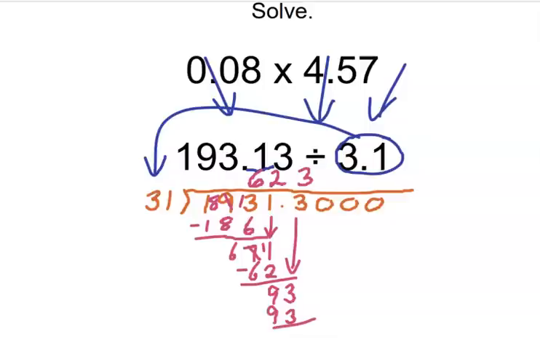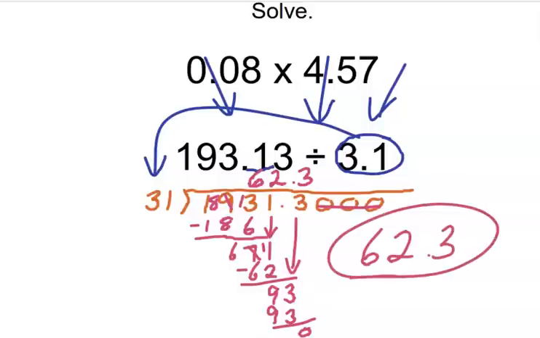All right, and we end up with no remainders. Okay, so with that being the case, we don't really need these zeros, and we just bring up the decimal. So the answer to this is 62.3. All right, that's all we have to do for those two.